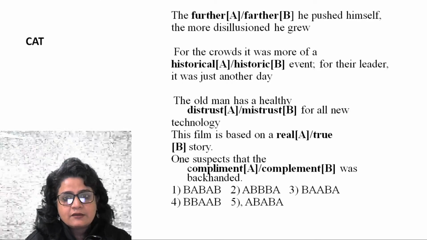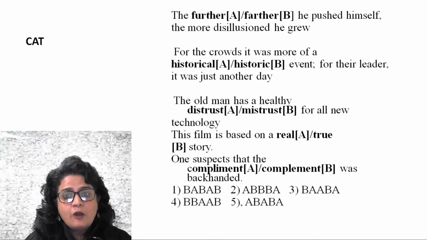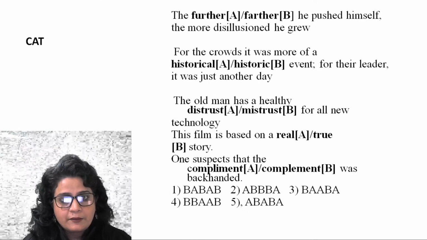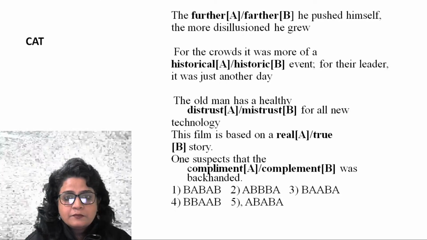Next sentence. For the crowd, it was more of a historical or historic event. For their leader, it was just another day. Now, see the sentence.